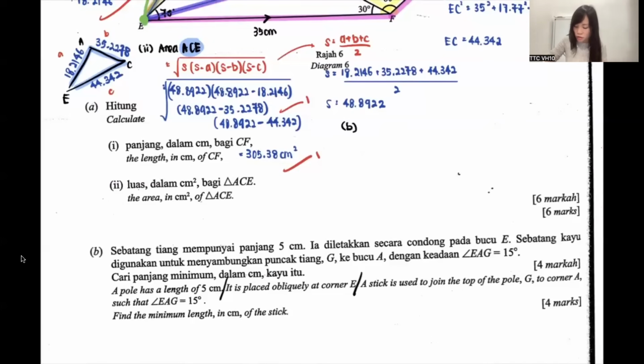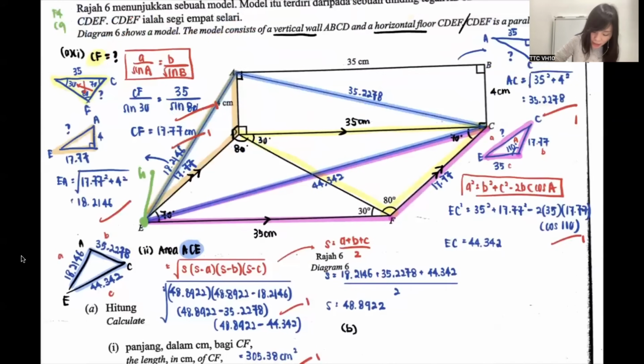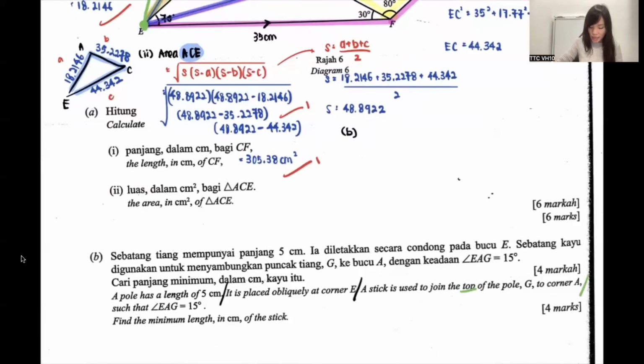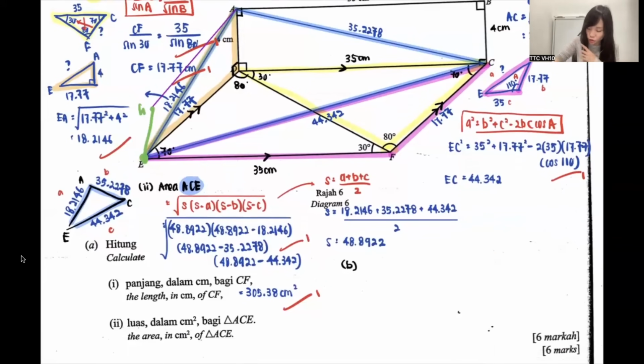So a stick is used to join the top of the pole, G, to a corner A. So that means the top of this pole, we call it G. So this G, they will connect to A. Okay, never mind. I use another color. This purple color one is the stick. See, can you see? You understand or not? Green color one is the pole. Purple color one is the stick. So you're using a stick to join from G to A, the top of the pole to the A. Okay, that's what they say. Okay, next they say, such that EAG is 15 degree. EAG. Wow, very complicated there. I decided to draw another one here.